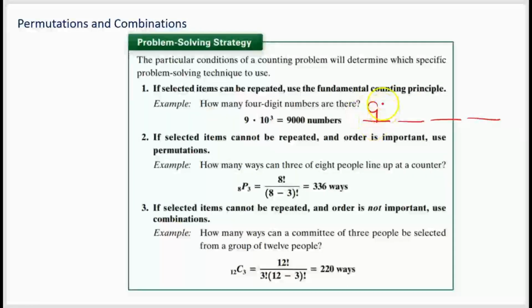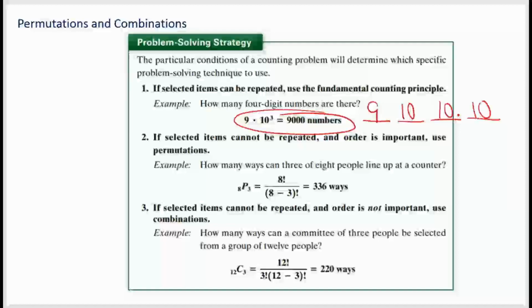You had 9 different options for numbers because 0 is not included. But when you pick the second number, it could be a 0, so there's 10 possibilities. The third number could also be a 0, so there's 10 possibilities. And the fourth number could be a 0. So that's why they have this here. Now, that's because you're reusing your numbers. 1000 is a counting number. It fits into this problem.